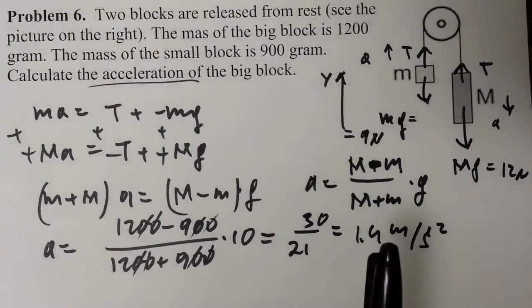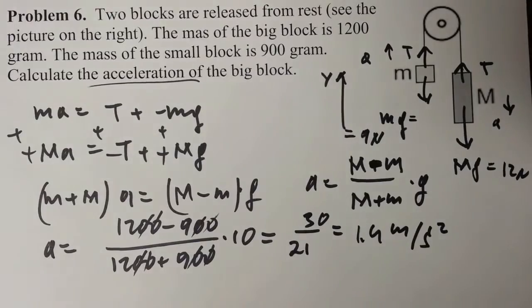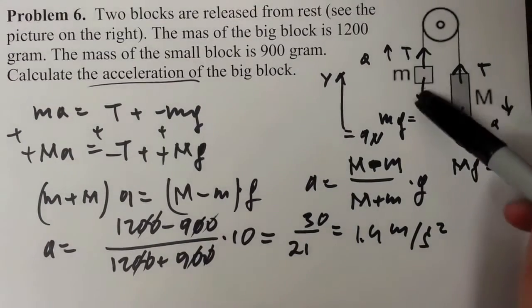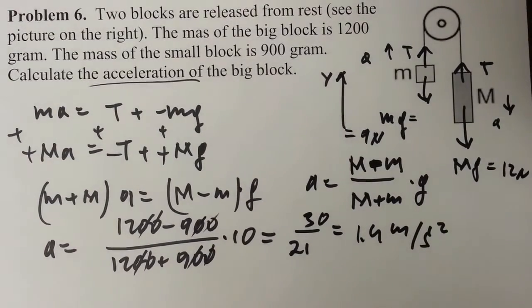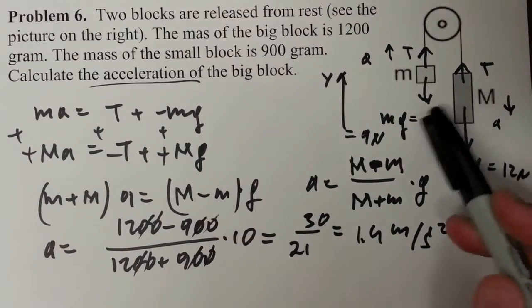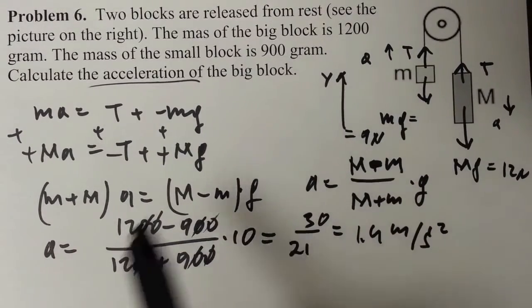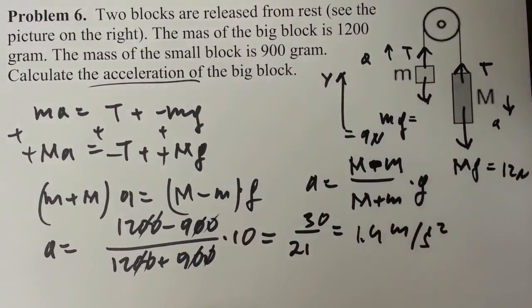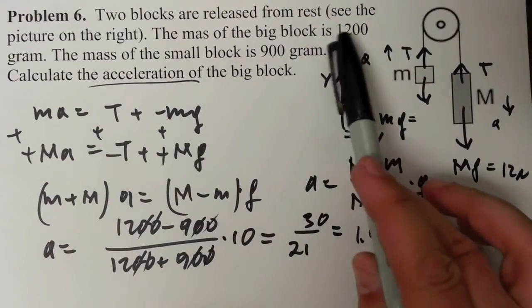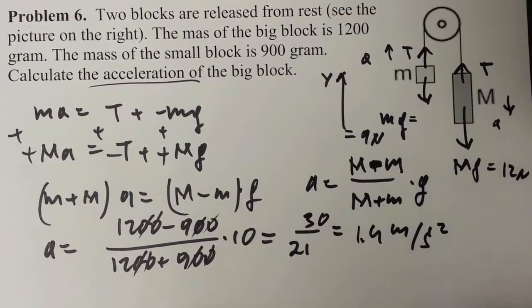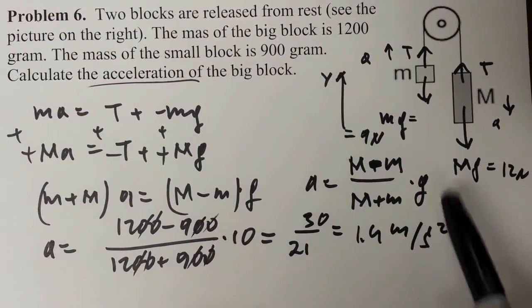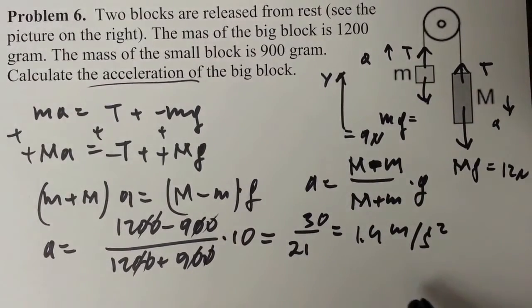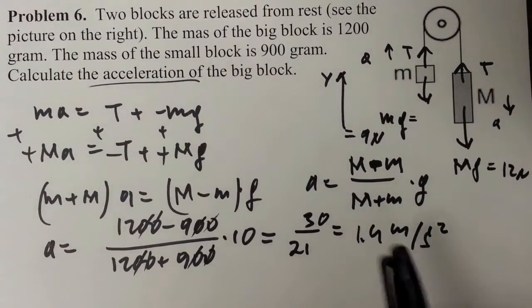What we have here is the lab setup. So gravity and tension, gravity and tension. We can calculate this gravity equals, well, if you use International System of Units, 0.9 kilograms times 10, 9 newtons. 1.2 kilograms times 10, 12 newtons. So some people try to calculate the net force. Well, could work.